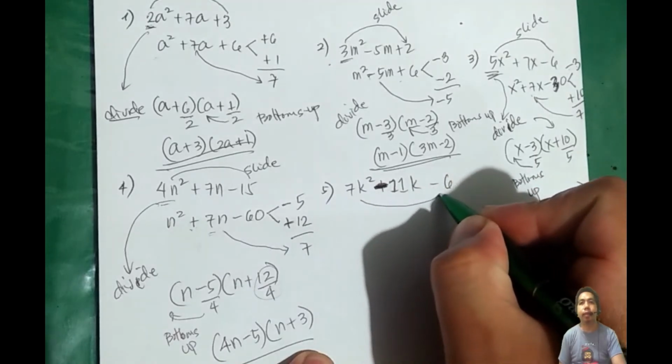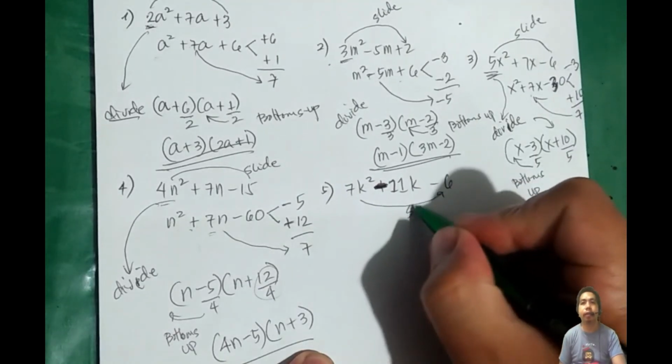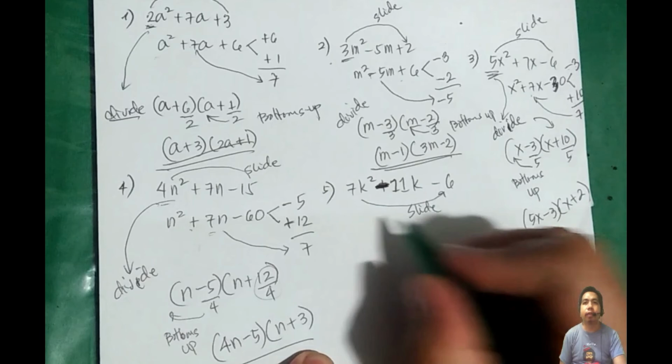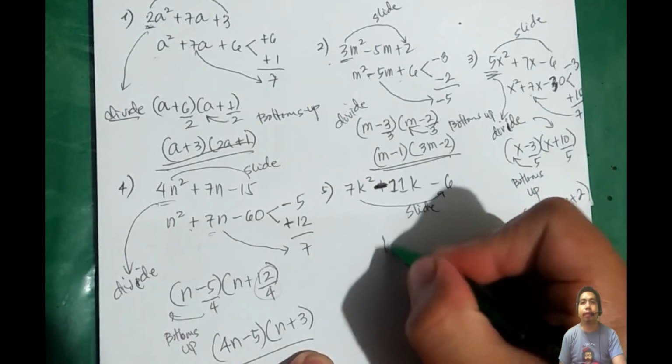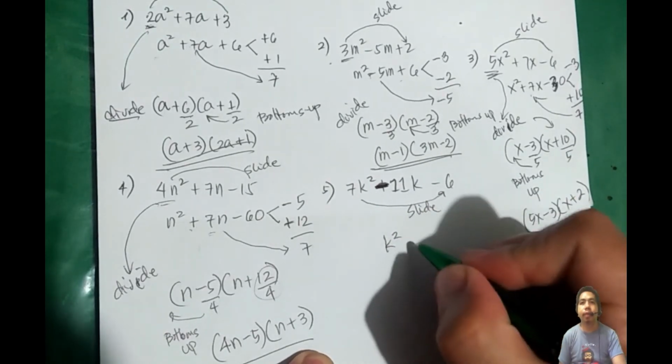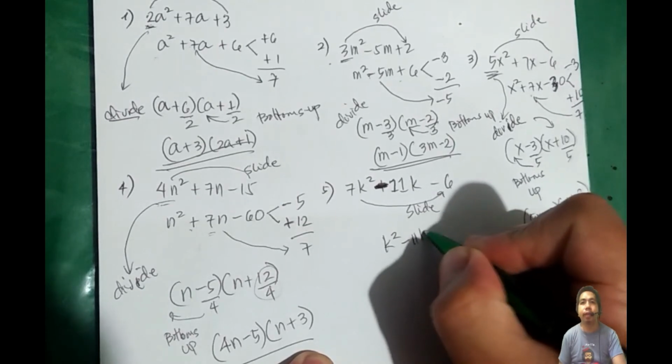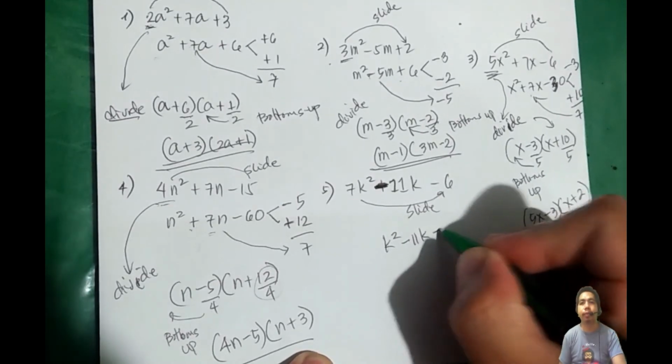7k squared minus 11k minus 6. So, slide. So, slide meaning multiply natin yung 7 times negative 6. So, we now have k squared minus 11k minus 42.